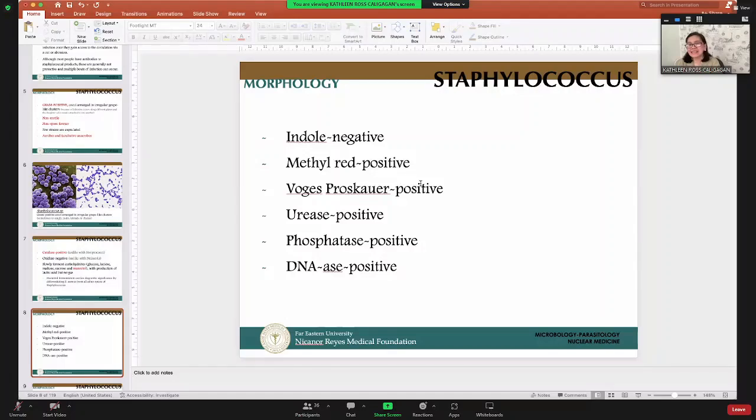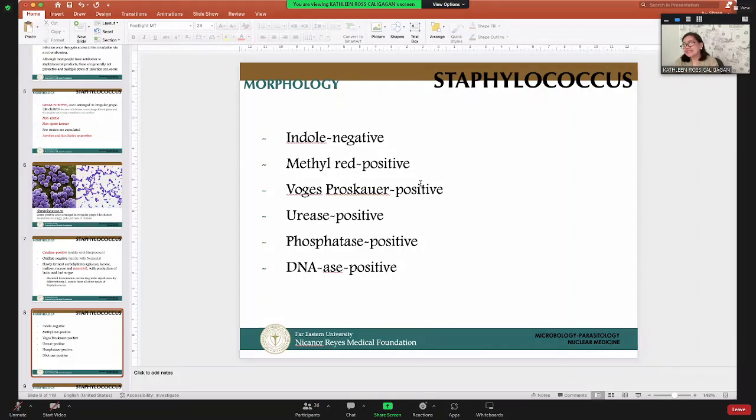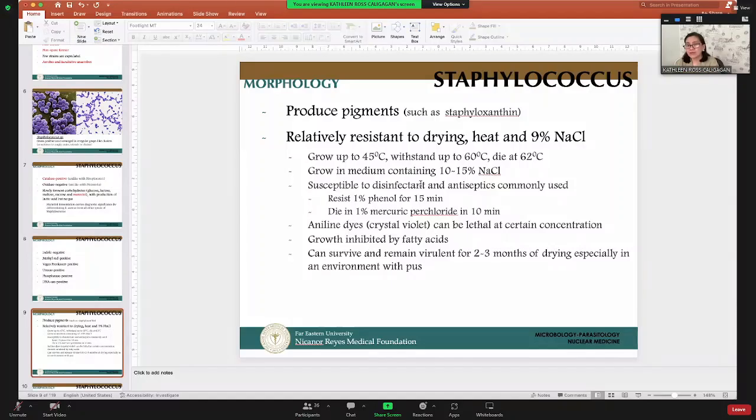So other biochemical tests in the identification of Staphylococcus, as you can see here, they're mostly positive except for indole. Methyl red is positive, Voges-Proskauer, urease, phosphatase, DNase are positive except for indole. No? They produce pigment. At least 90% of Staphylococcus aureus produce the pigment staphyloxanthin, which renders them golden yellow in color. Now, they are relatively resistant to drying, heat, and sodium chloride.